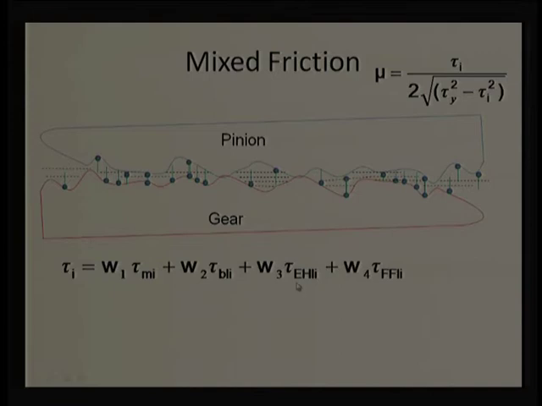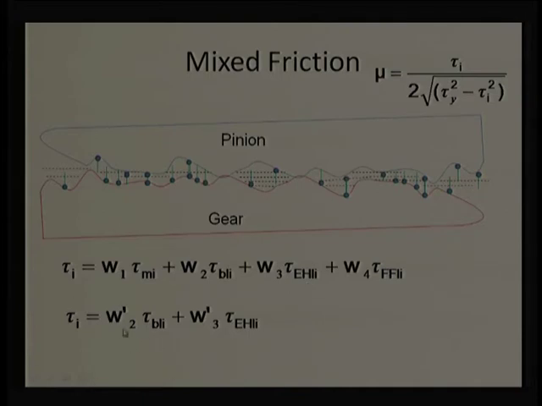When there is extensive elastohydrodynamic lubrication, even if we say there is a mechanism like that, still the surfaces are going to come into contact. To avoid that metal-to-metal contact, we need to use boundary additives, and this is what we say. Now, if I say that tau mi is not going to work, tau FFL is not going to work, naturally this will be 0, this will be 0, and we have only two mechanisms, that is the boundary lubrication mechanism and the elastohydrodynamic lubrication mechanism.